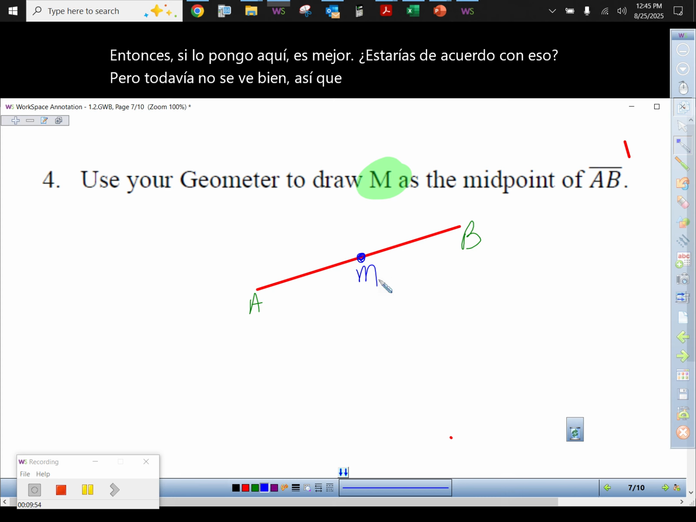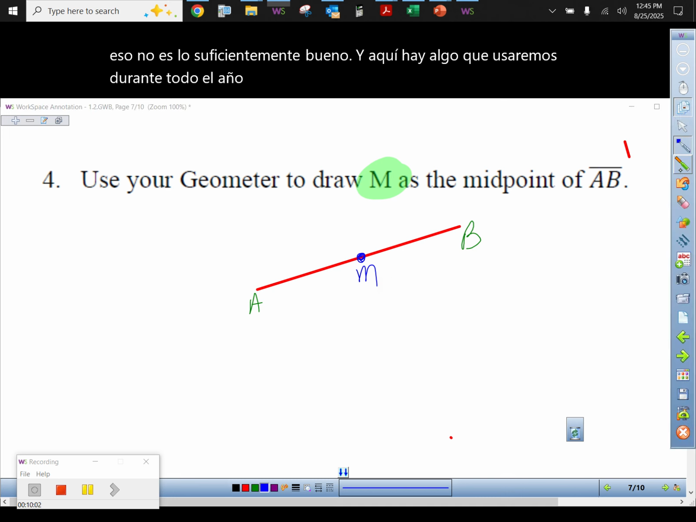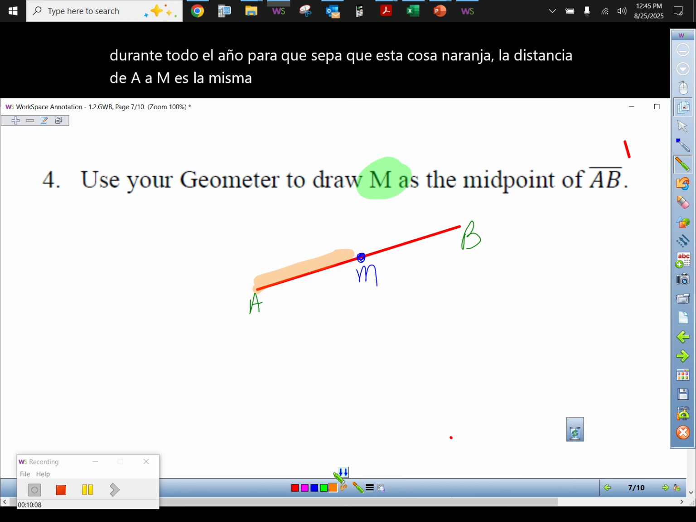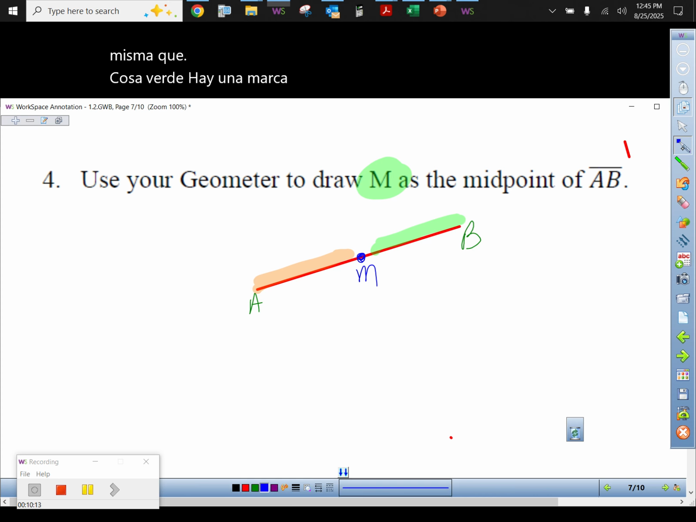And here's something that we will use all year long. For me to know that this orange thing, the distance from A to M, is the same as this green thing, there's a special marking that we use in geometry class called tick marks. If you put a tick mark on that and a tick mark on that, do you see how I marked those orange distances and green distances the same? That means that those segments are the same, and we will use that all year long, the tick marks.